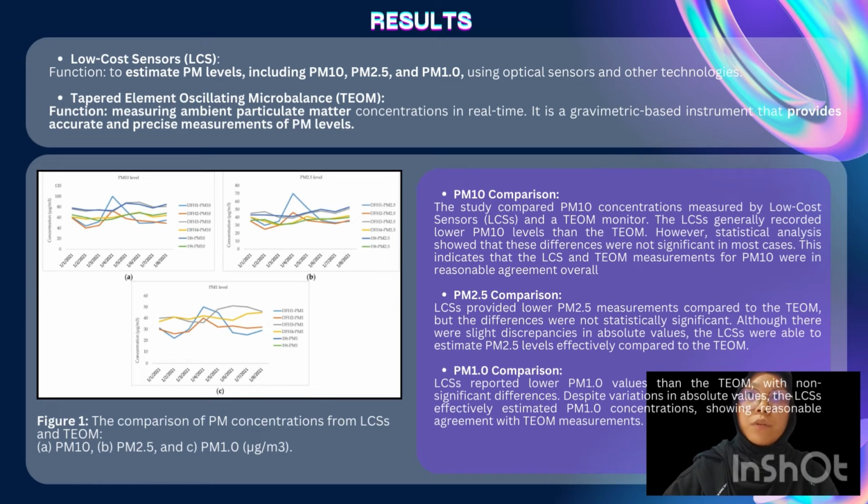For the next result, I want to compare how LCS and TEOM work. LCS stands for low cost sensor, which is used to estimate the PM level, using optical sensors and other technology, and TEOM is the tapered element oscillating microbalance. This TEOM measures the ambient particulate matter concentration in real time, providing a more accurate and precise measurement of PM level. So as you can see in figure 1, the comparison of PM concentration from LCS and TEOM.